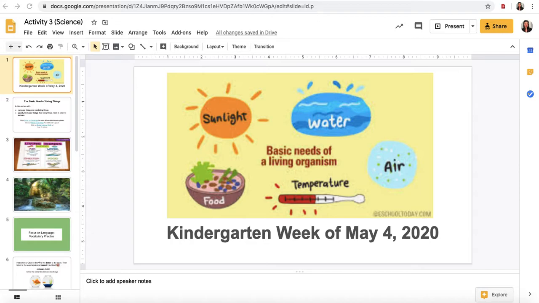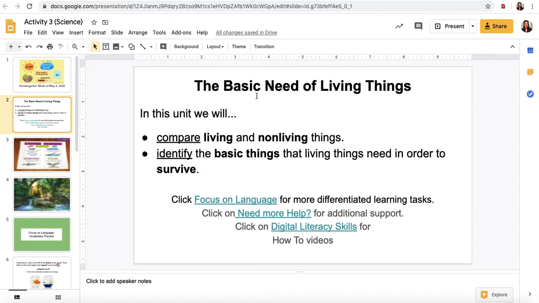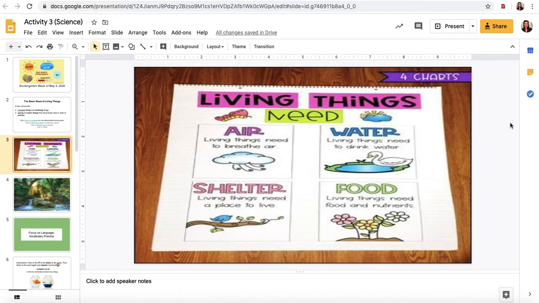Remember that we are reviewing the basic needs of living organisms. We have been comparing living and non-living things and identifying their basic needs in order to survive or live. So here is an anchor chart about what living things need.